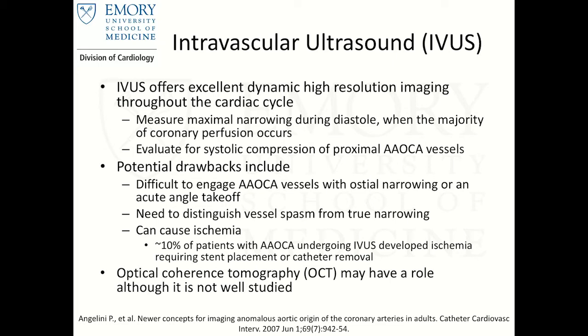It does come with drawbacks. As we mentioned earlier, these vessels can be hard to engage. Also, when you're putting catheters into coronaries, you can always cause spasm. And so sometimes it's not easy to tell whether you've caused spasm or whether this is a true narrowing of an anomalous artery. And then there is a concern that just doing the IVUS and putting the catheter in can cause ischemia. There was a 2007 retrospective review with a very small sample size. It was only 31 patients who had anomalous coronaries who all had IVUS, and three of those patients, so 10%, developed ischemia during the procedure and either had to have the catheter removed, so they weren't able to get the information that they needed, or, in one patient, developed refractory, probably spasm and ischemia, and actually had a stent placed during their procedure.